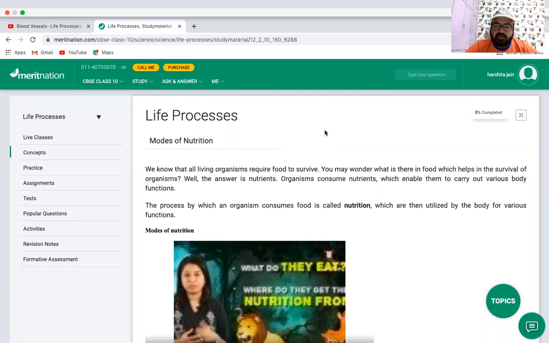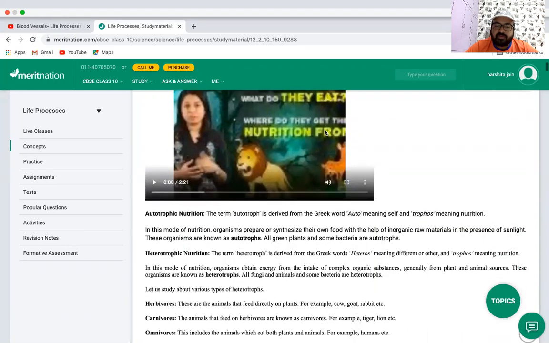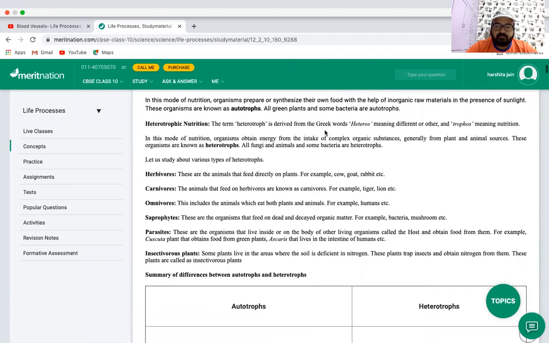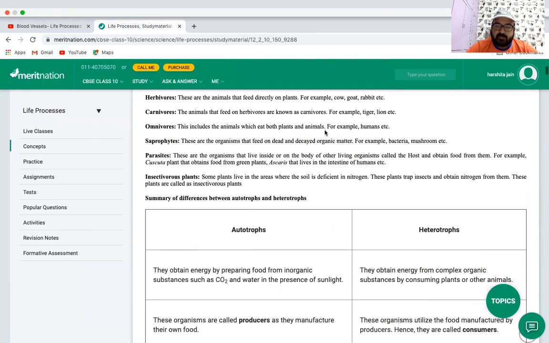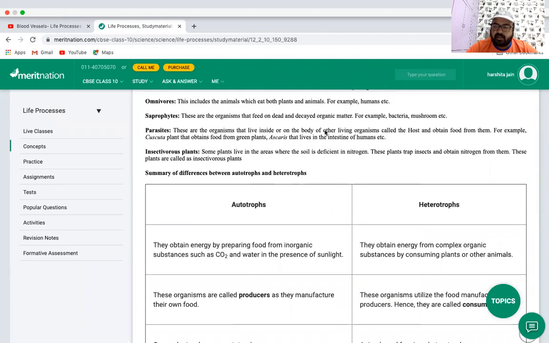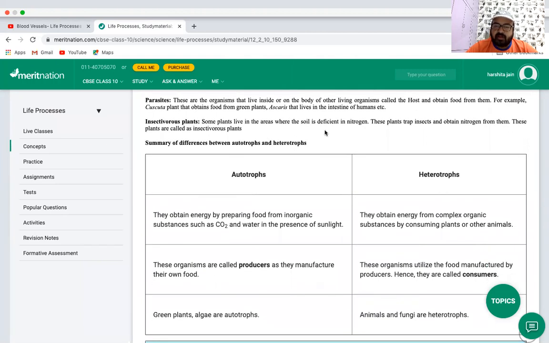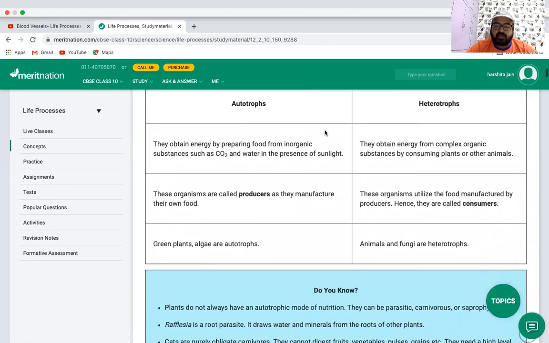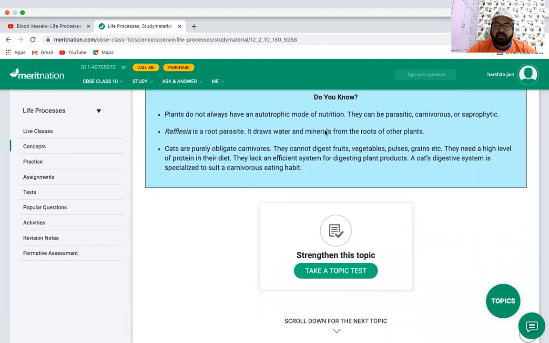Okay. So as you all know, we are heterotrophs, plants are autotrophs. These all are clear, right? Autotrophs we know, heterotrophs we know. What are herbivorous, carnivorous, omnivorous, saprophytes? We even know that there are certain plants which are parasites like Cuscuta. There are some plants which can eat insects, they are called insectivorous plants. Autotrophs, heterotrophs difference we know. Here comes one more plant parasite. Rafflesia is a root parasite.